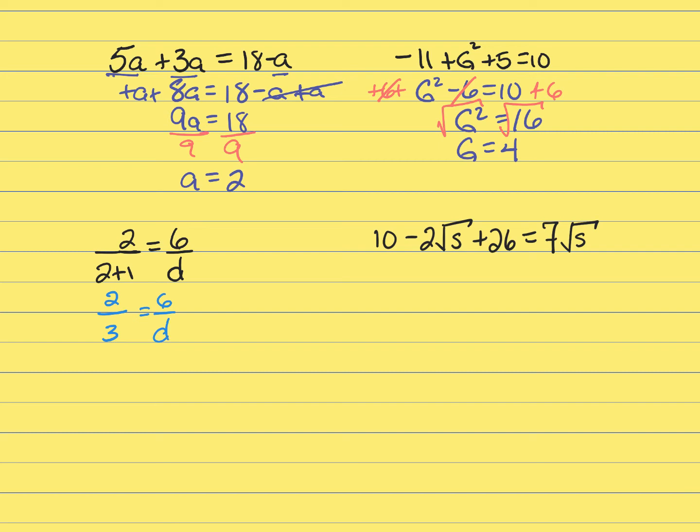Next, what I'm going to do is cross multiply, or means times extremes. So that's going to be 2 times d, which is 2d, and 3 times 6, which is 18. Now, according to the rule of cross products, 18 equals 2d. Now to isolate d, I'm going to divide both sides by 2. Since it's 2 times d, I'll just divide the right by 2 and the left by 2. And that leaves me with d is equal to 9.